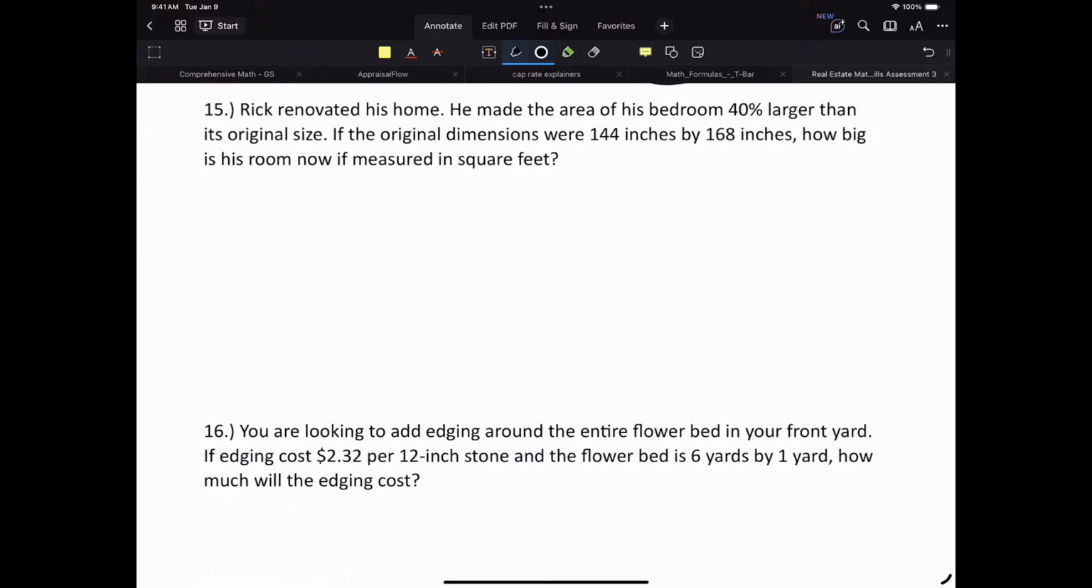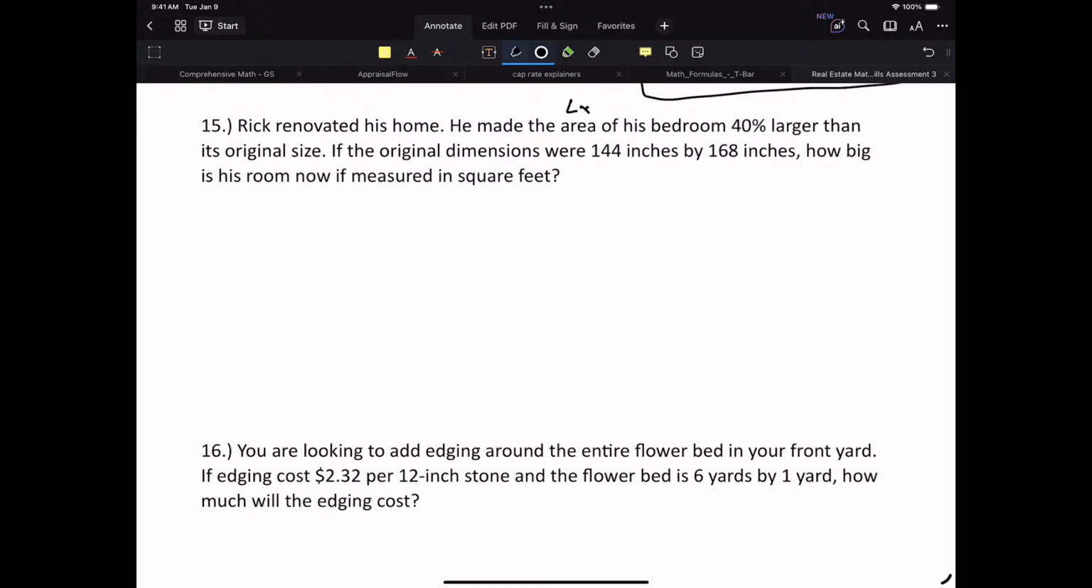Rick renovated his home. He made the area, whenever I think of area, I think length times width, of his bedroom 40% larger than its original size. If the original dimensions were 144 inches by 168 inches, how big is his room now if measured in square feet? What? You want me to take inches, get into feet, and then find square feet? Okay, it's not that bad. Let's draw it out. Drawing it out makes sense.